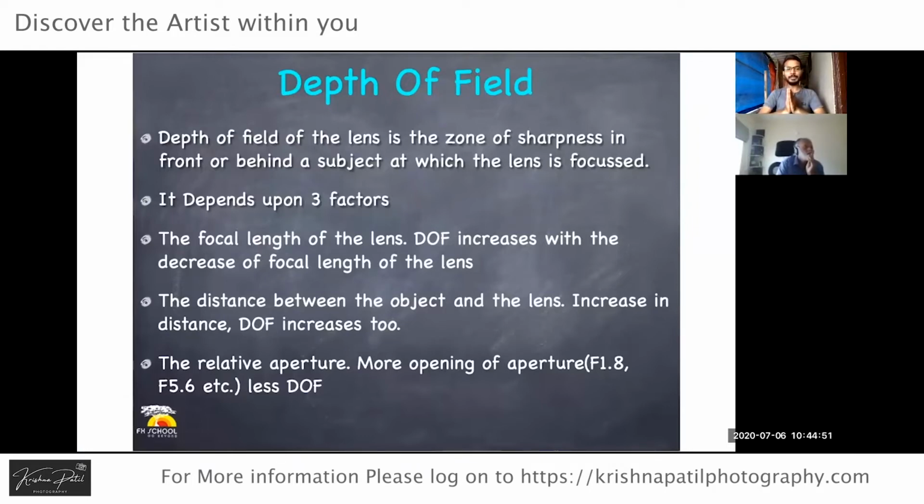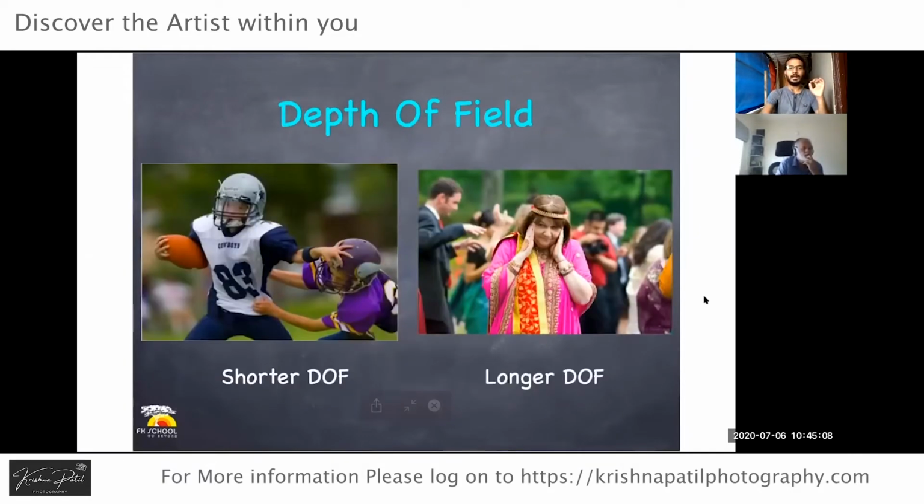It always depends upon three factors. These three factors will determine how much blur background I will get in my final image. We will study those three factors to understand what exactly depth of field means. Depth of field is the amount of blur background in your image.